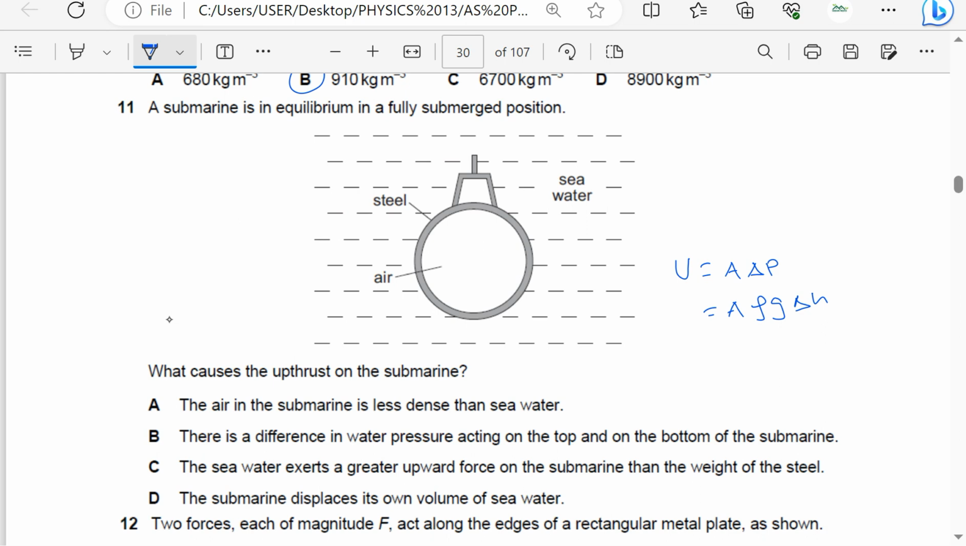So what causes the upthrust on the submarine? The air in the submarine is less dense than the water. That is not true. There is a difference in water pressure acting on the top and on the bottom of the submarine. So the answer is going to be B, difference in pressure on the top and the bottom of the submarine.